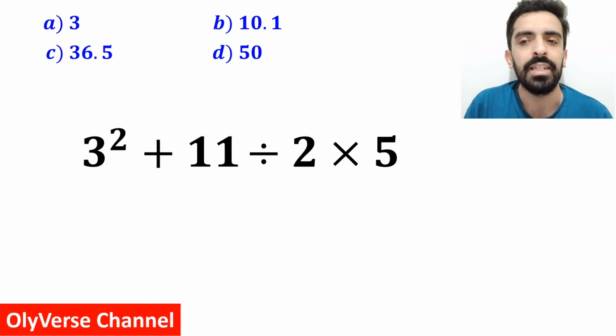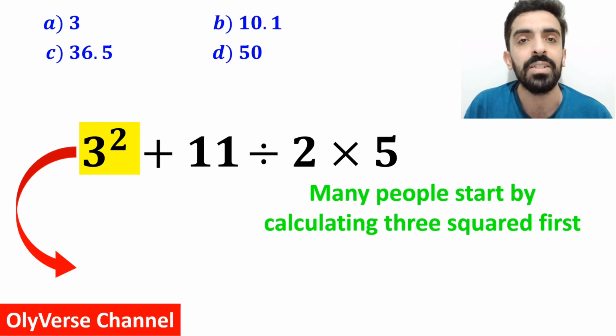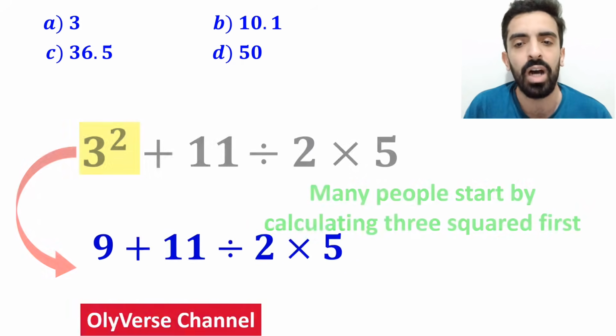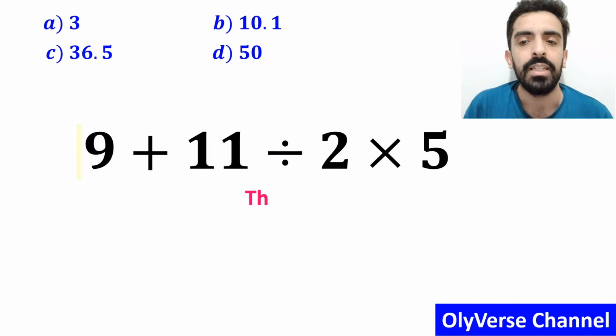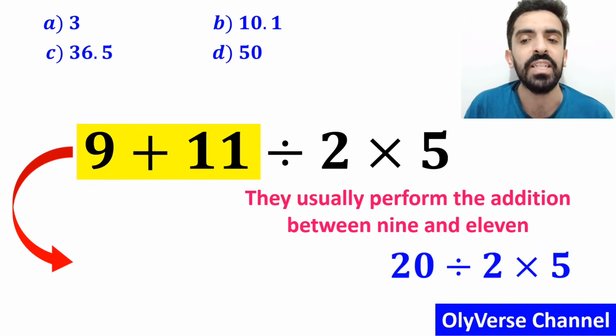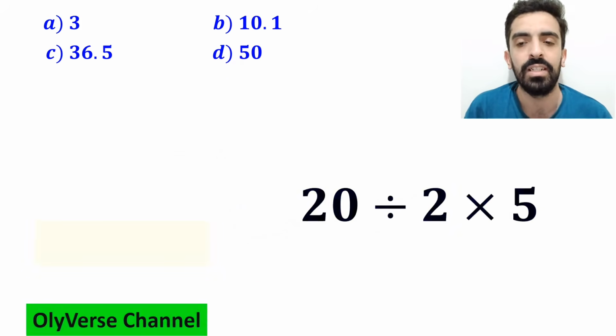To solve this question, many people start by calculating 3 squared first, and instead of the original expression, they rewrite it as 9 plus 11 divided by 2 multiplied by 5. In the next step, they usually perform the addition between 9 and 11 and simplify this equation to 20 divided by 2 multiplied by 5.